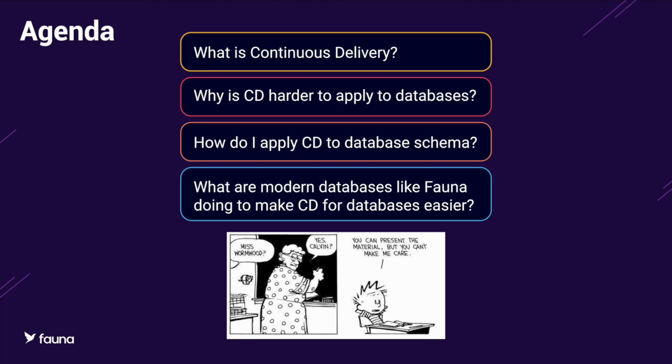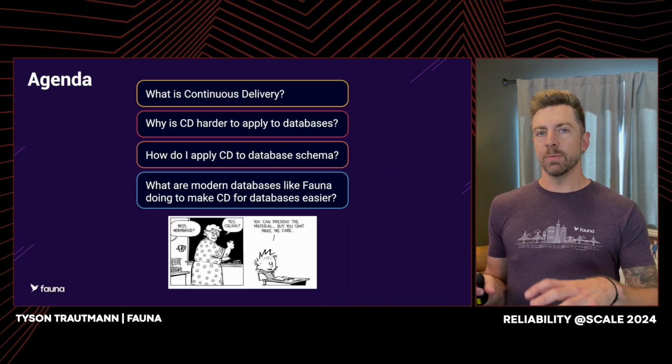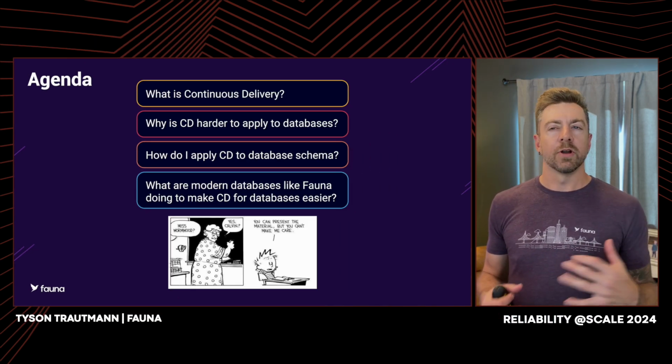Second, what is it about databases that makes continuous delivery hard to apply to databases? Third, if you get past those hurdles about what makes it difficult, how do I actually go about applying continuous delivery to databases and specifically to data schemas stored in a database? There are a few aspects to this.